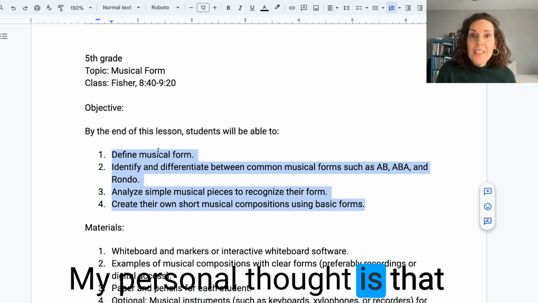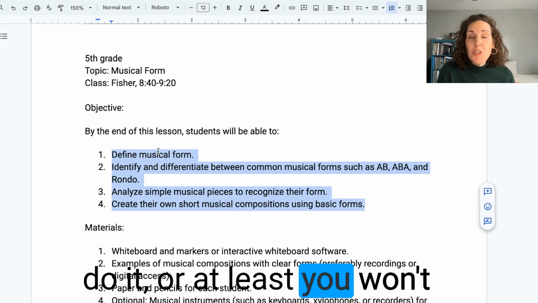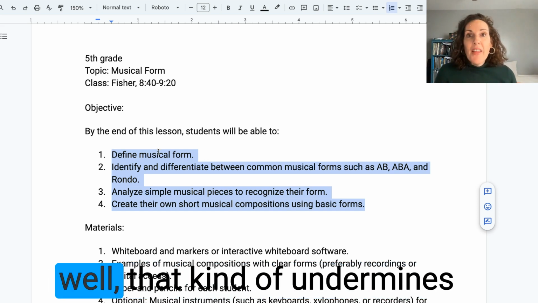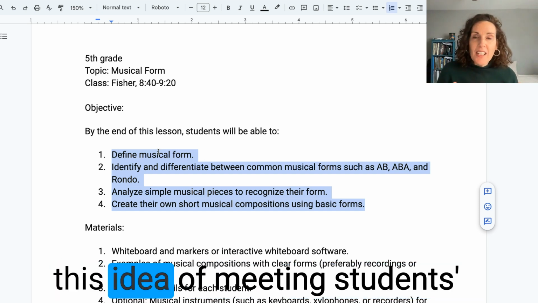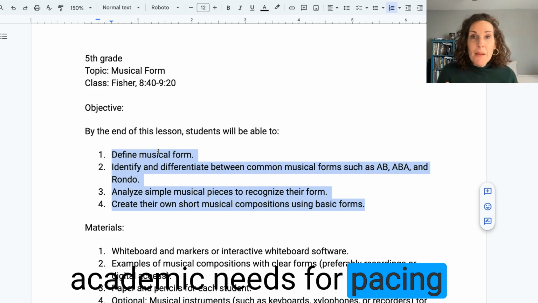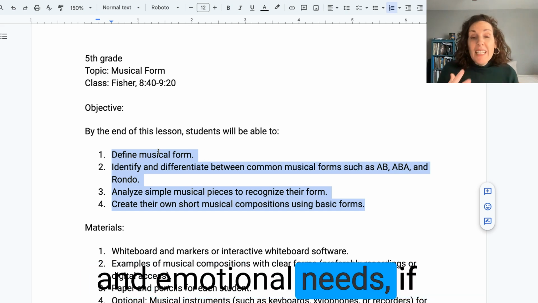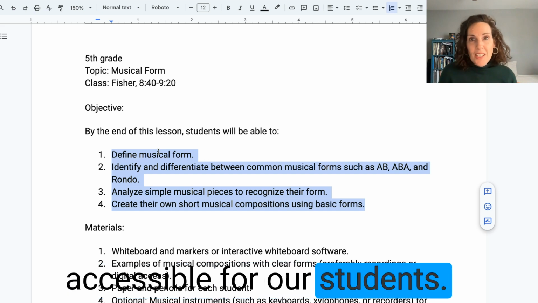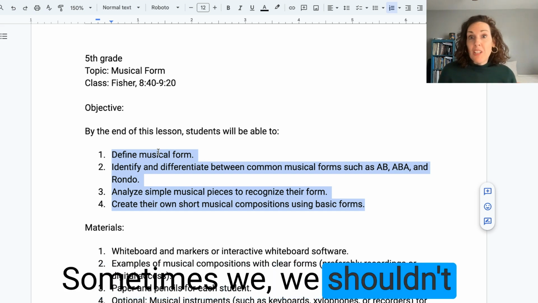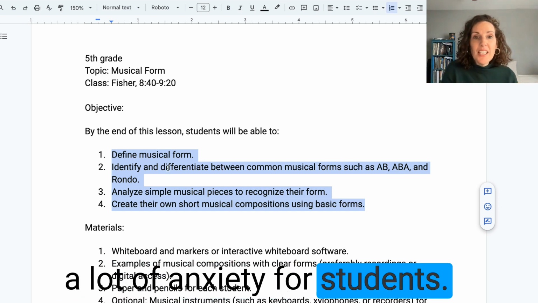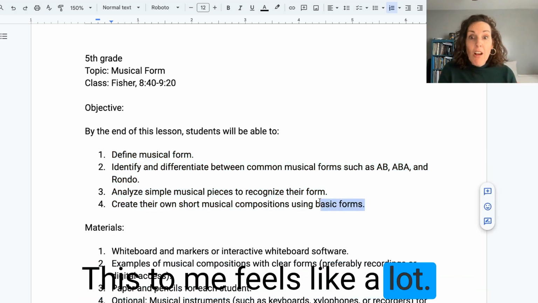My personal thought is that you won't be able to do it, or at least you won't be able to do it really well. And if things can't be done well, that kind of undermines this idea of meeting students' academic needs for pacing, meeting students' social and emotional needs. If we're trying to make things accessible for our students, sometimes we shouldn't be rushing through. That causes stress, that causes a lot of anxiety for students. This to me feels like a lot.